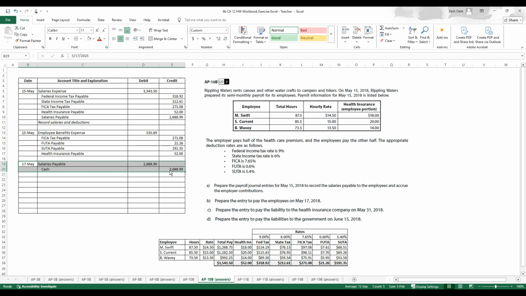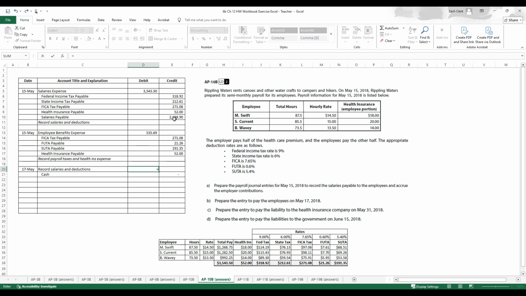Let me put my explanation on there. Let me move this all down. I need to fix the links, but let's put our explanation in here and we'll say record payroll taxes and health insurance expense. Okay, now let's try that again.